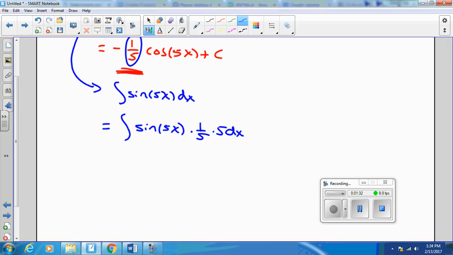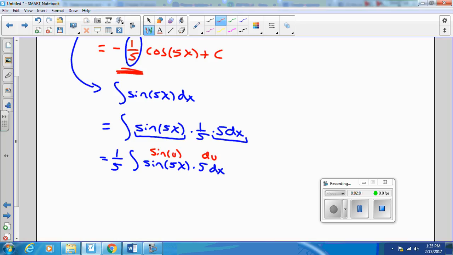just like that. Now what I have is the derivative of the outside times the derivative of the inside times an additional constant of 1/5. But because it is constant, I can use the constant multiple rule to pull it to the outside. And what I now have is the antiderivative of sine of u du, which can be integrated instantly to negative cosine of u.